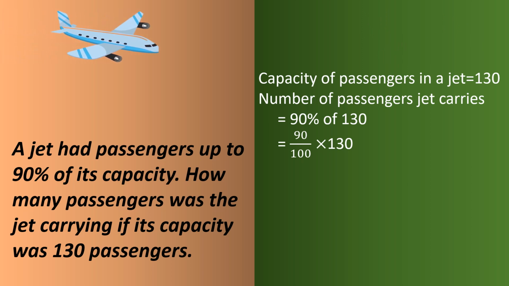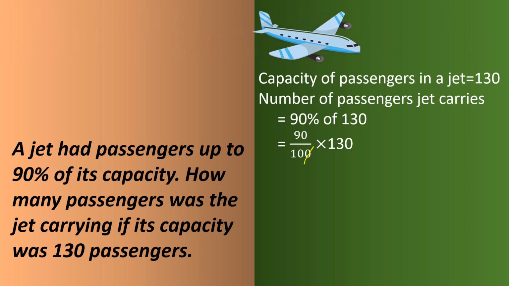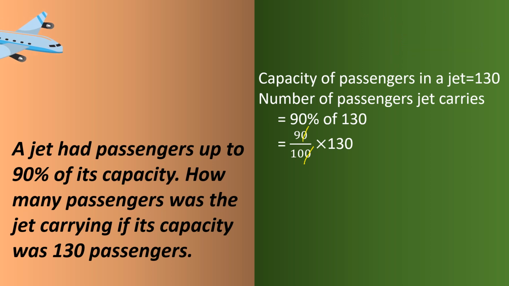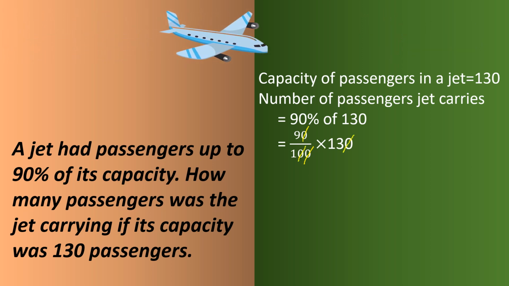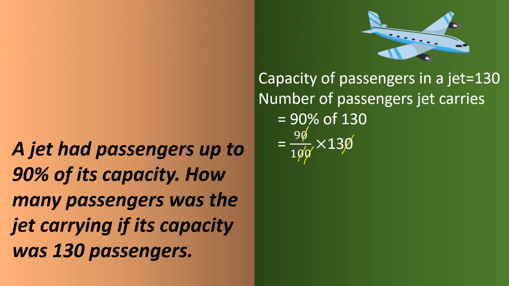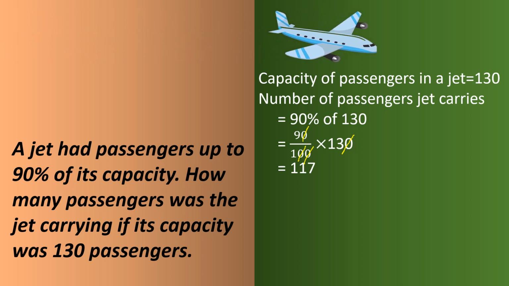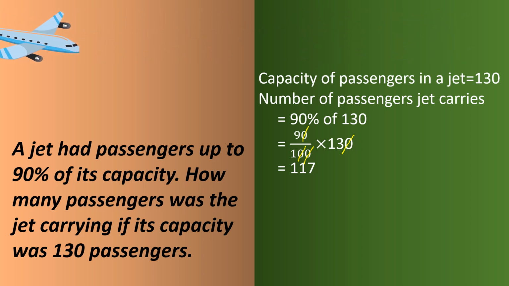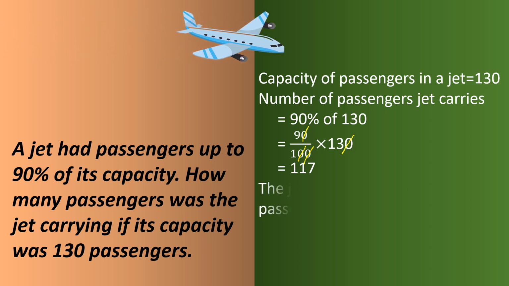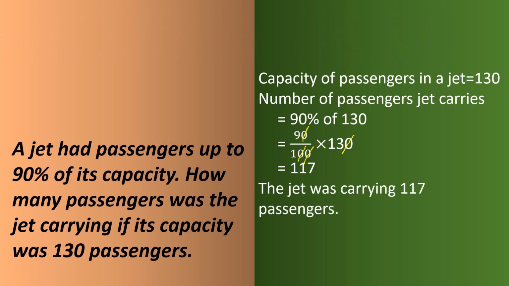Just solve it. How will we solve? 0 and this 0 will be cancelled. Just multiply 9 and 13 and you will get 117. So the number of passengers the jet carries equals 117. It is our final answer.